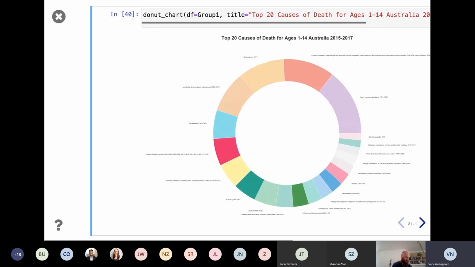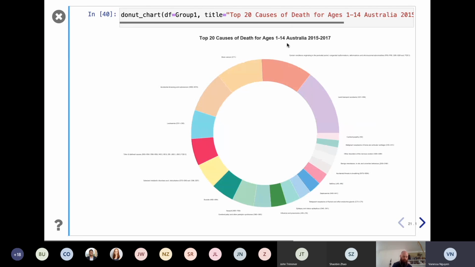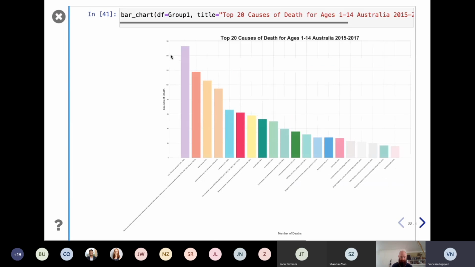Okay, so if I look at the 1 to 14 age group, the highest was land transport and then some other conditions originating from birth. I made a bar chart to show the distribution, and we can see that land transport contributes to one of the highest amongst the age 1 to 14.